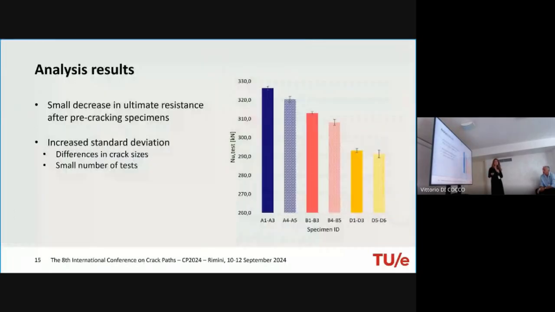So for the results, you do see a small decrease in the ultimate resistance of the pre-cracked specimens. And there's also an increased standard deviation in the results. This could possibly be because of different crack sizes which were initiated, and also because we did a relatively small number of tests.